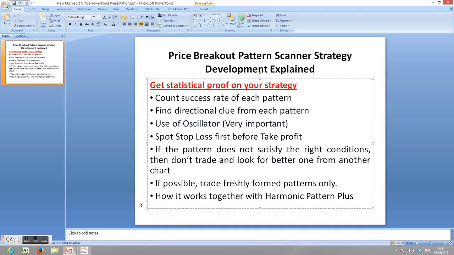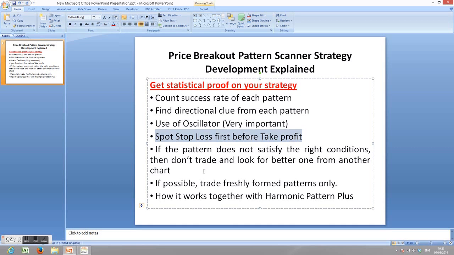And also, stop loss first before take profit. I always recommend you to spot the stop loss level first, and then spot the take profit level. If you do it the other way around, for example, if you spot take profit first and then stop loss, then the stop loss will be influenced by your take profit level. This is bad because you might set your stop loss too optimistically. Therefore, I always recommend you to set the stop loss first.